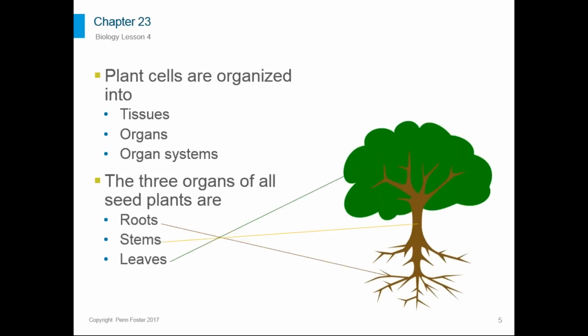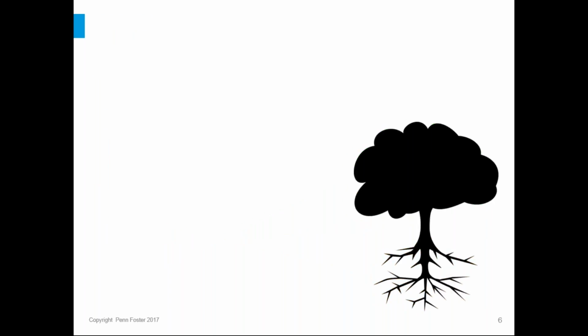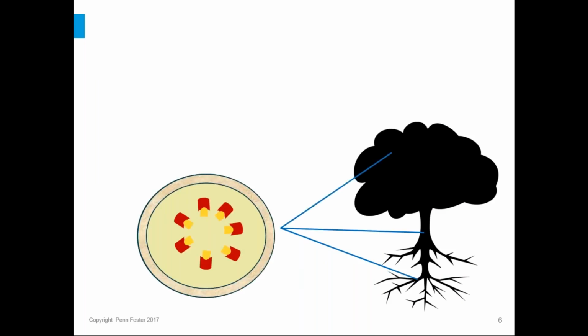The three organs of all seed plants are roots and stems and leaves, and your textbook devotes a whole section of this chapter to each one of those. So roots, stems, and leaves are organs linked together by systems that go throughout the whole plant. Just like your body has separate organs, but they're all connected by blood vessels, and your skin covers all of the other organs in your body.